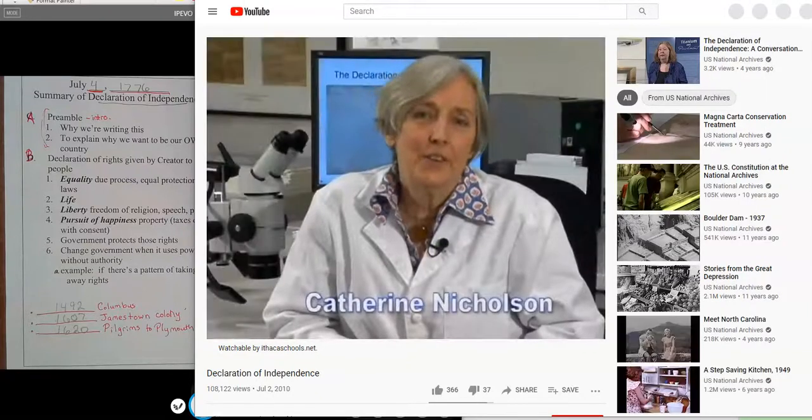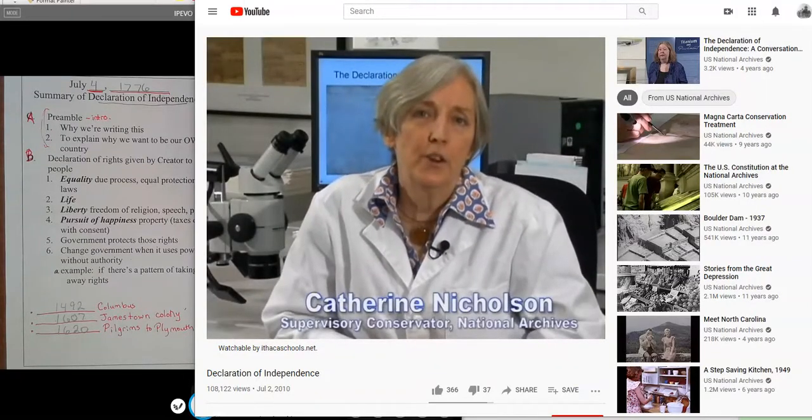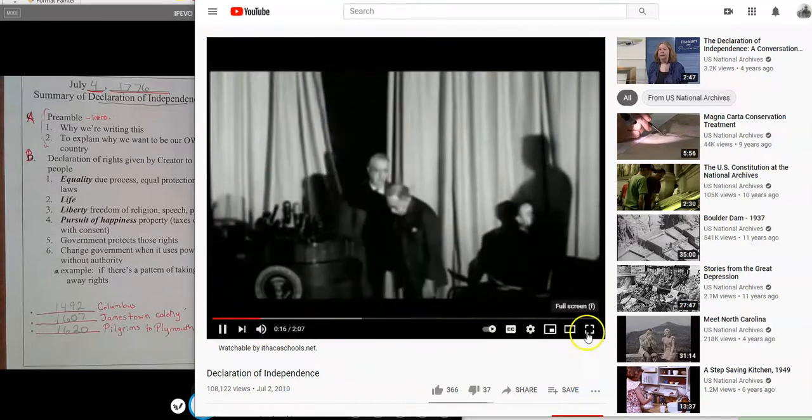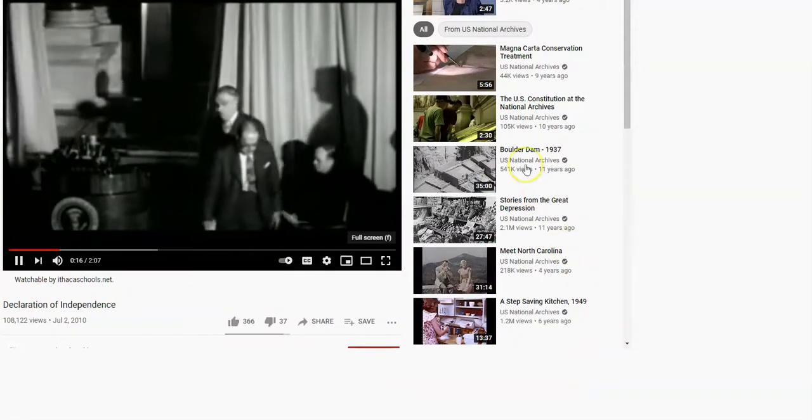Hi, I'm Kitty Nicholson. I'm Supervisory Conservator at the National Archives in Washington, D.C. In 1952, the Declaration of Independence came to the National Archives. It was on display constantly through the intervening decades. There was a need to do a major renovation of the National Archives building. We knew it was our one window of opportunity to go in and take the documents off display, do conservation treatment, and design new encasements.